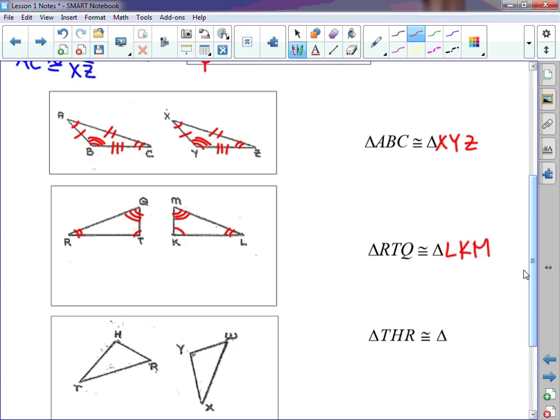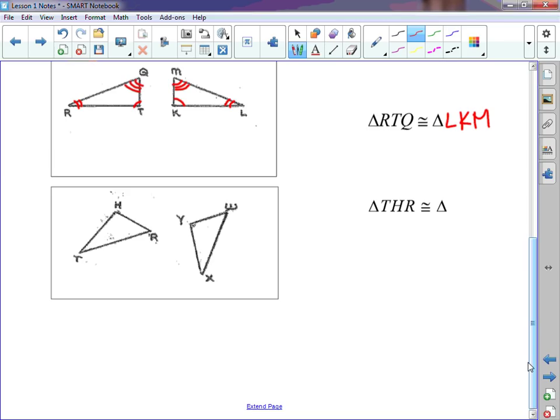Alright, what did we get for our congruency statement here? Triangle THR is congruent to triangle what? Go ahead, Anthony. XYW. Raise your hand if you agree with that. Okay, very good. So again, we can see that these angle measures went together. So again, in my statement, those need to go together. Likewise, these went together. And then the last piece.